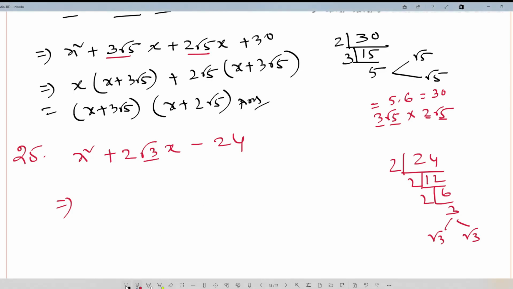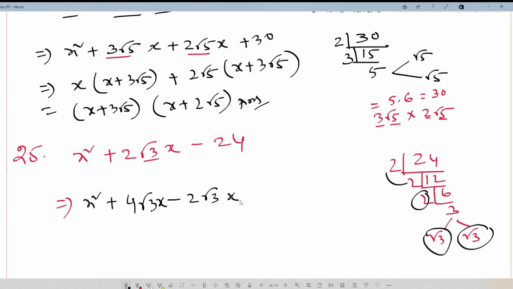So what can we do? Look, in here we can write x square plus here 2 and 2 is 4, and we can take 1 root 3 and balance is 2 root 3. So we can write minus 2 root 3. Here is x, also here is x minus 24. Now look, 4 root 3 minus 2 root 3, it will become 2 root 3. 4 times 2 means 8, and root 3 times root 3 is 3, 8 times 3 means 24. Okay, so the middle term factor has been done.